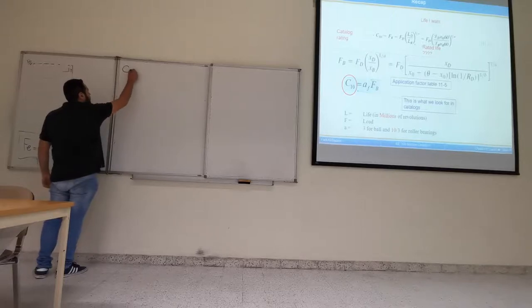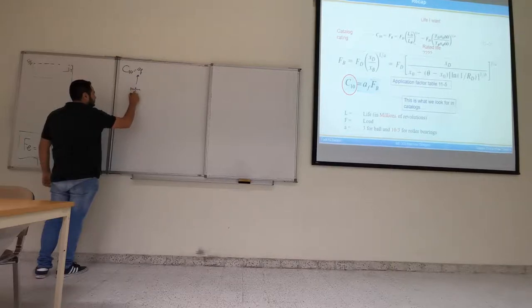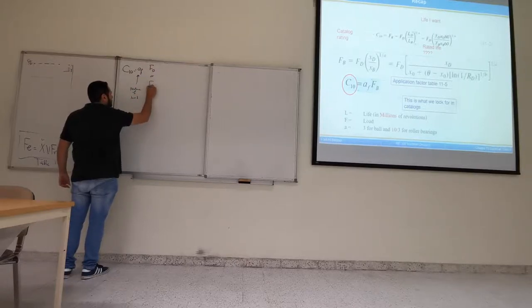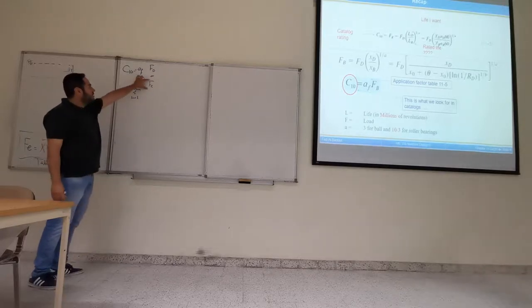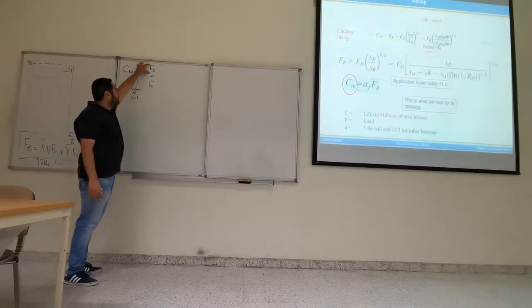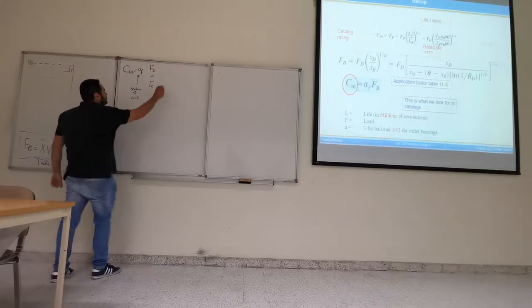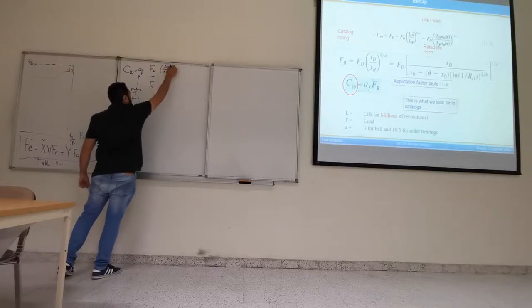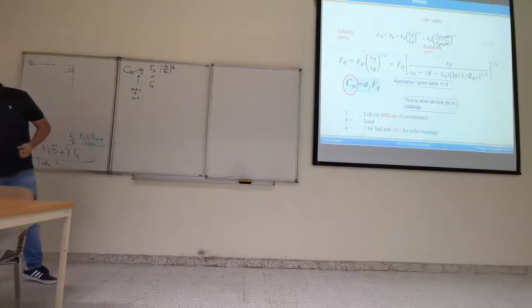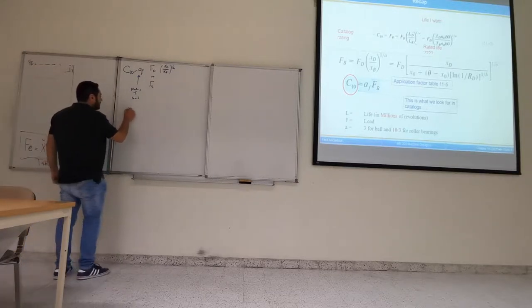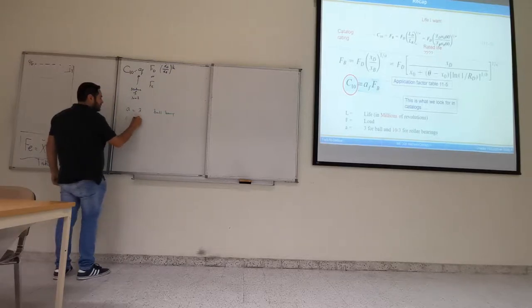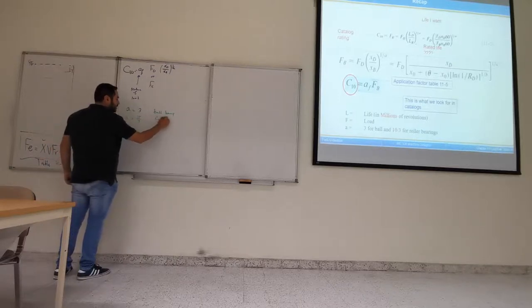C10 is equal to an application factor, and we said this one is the nature of the load. Then we have F_D or F_E, depending on the type of load. If I have a combined load, I have to calculate the equivalent load. If I have radial load only, I will use the desired load. Then multiplied by the dimensionless life divided by the correction factor for reliability, to the power 1 over a. As we said, a has two values: a equals 3 for ball bearings, and a equals 10 over 3 for the cylindrical and tapered roller bearings.